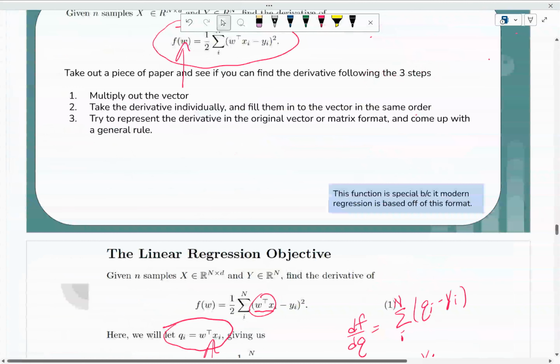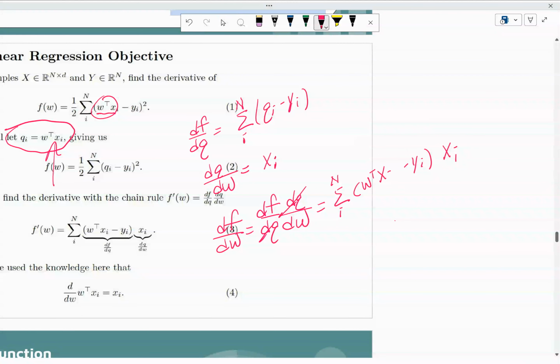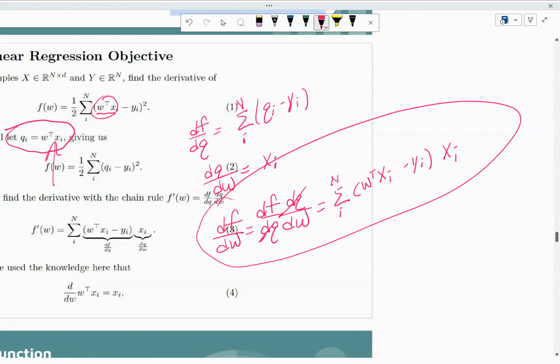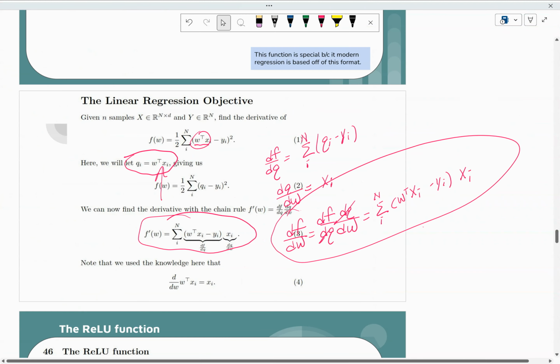Oops. Let me move over here a bit. Xi. So over here is our derivative, and we can replace q back. What was q supposed to be? W transpose xi. So there we have it. Here's the derivative. You can see it's right here. So that's how you would solve a linear regression objective.